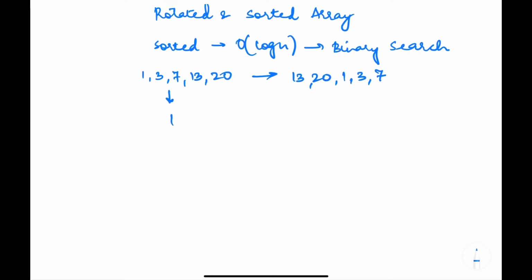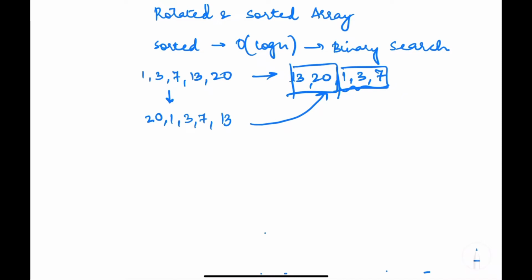Let's say if we shift the elements by 1, it would be 1, 3, 7 and 13. All have moved 1 point and 20 will come in the starting. Now if we move it further, everything will move forward further and 13 will come in the front now. So you can see that this was originally a sorted array, but now it has been rotated. Even if it has been rotated, you can see some part of it is still sorted. 1, 3, 7 is a sorted sub-array and 13 and 20 is another sorted sub-array.